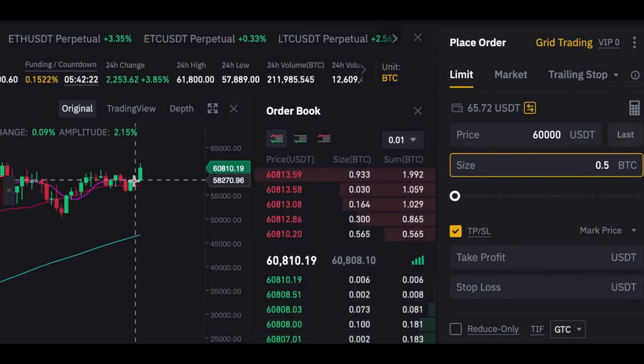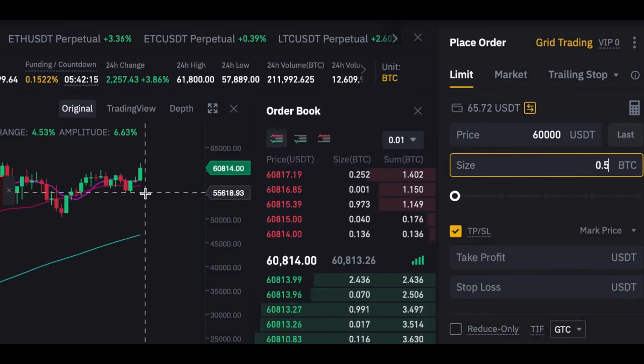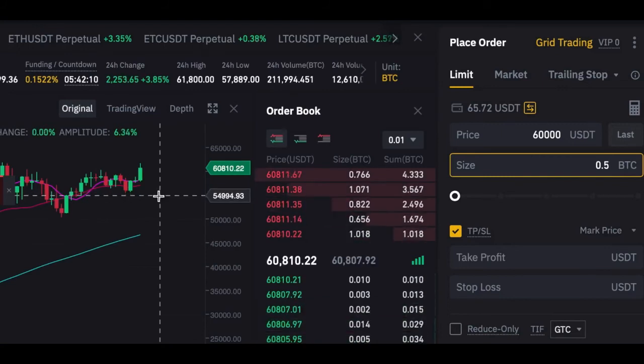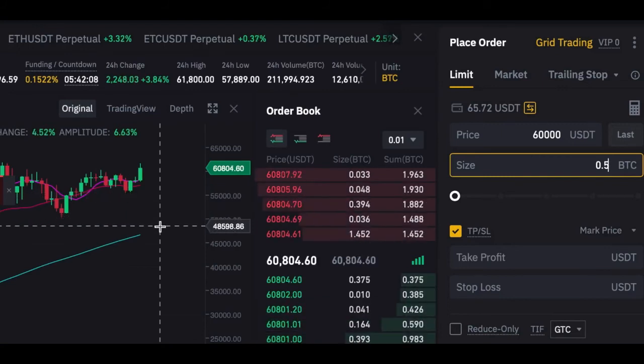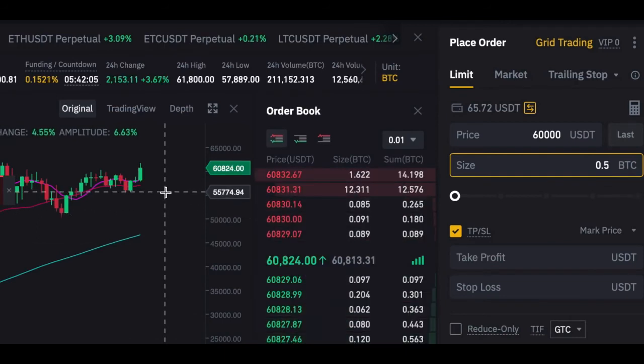And I'm going to look on the system right here. And I think this is actually an area of support for the chart. So I'm happy for the price of Bitcoin to go down to this level at 55.7. If it goes below that, I think there's not much support up until this level. So I don't want to lose that money. So what I'm going to do is put my stop loss at 55.1. That's good for me. I can see that as an area of support.